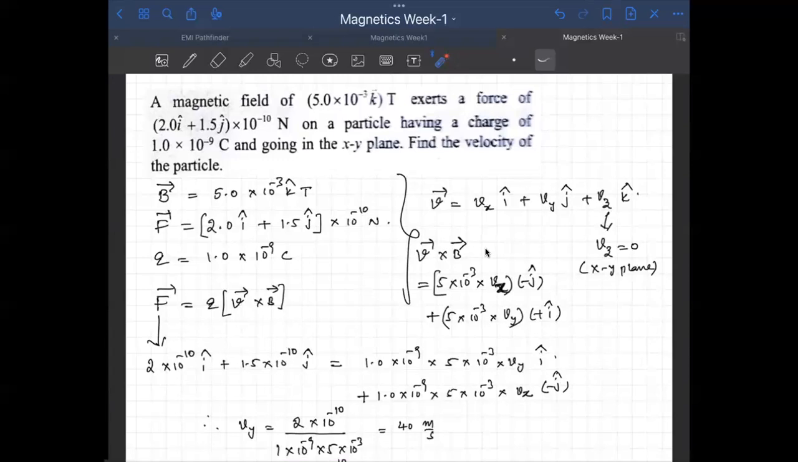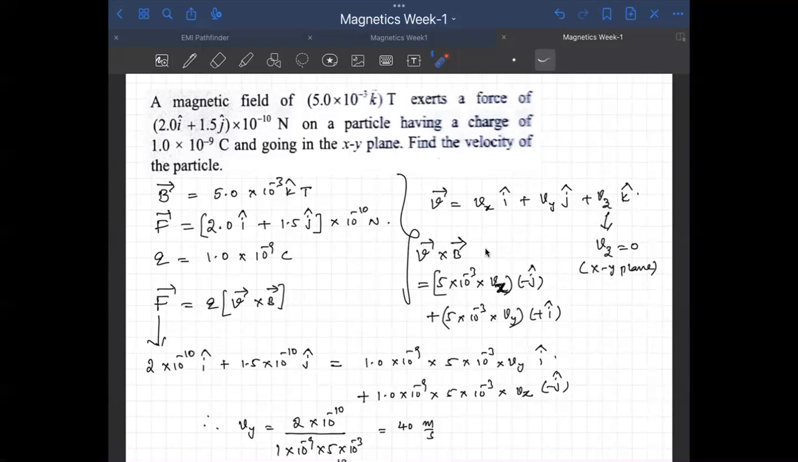If it is in the xy plane, it will have only Vx i cap plus Vy j cap components. There won't be any Vz component. So I am taking, as you said very clearly, a magnetic field of 5 into 10 power minus 3 k cap, along the z direction, in Tesla. What I am going to do is, I will do a cross product between V bar and B bar. Will you accept that?